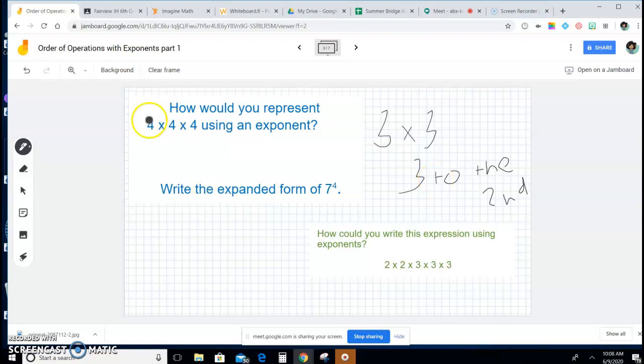So I want you to type out in the comments 4 times 4 times 4. What is that as an exponent? Again, we're focused on 4 times 4 times 4. This one right here.